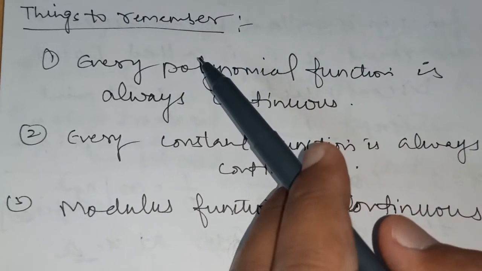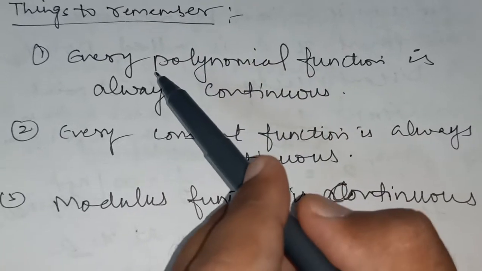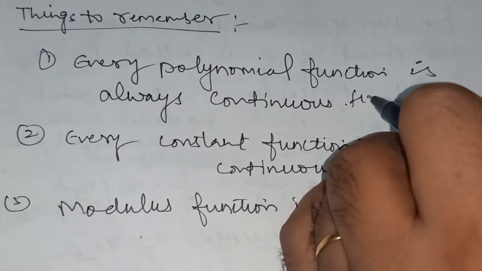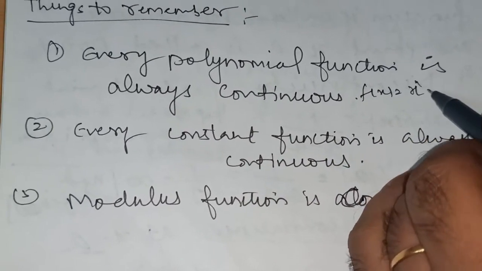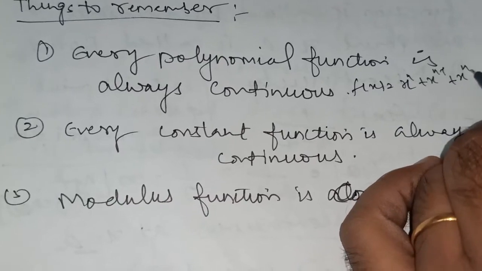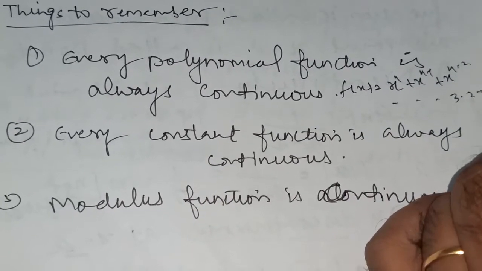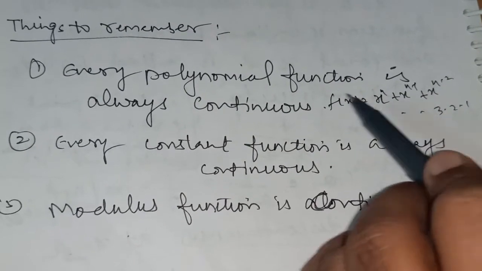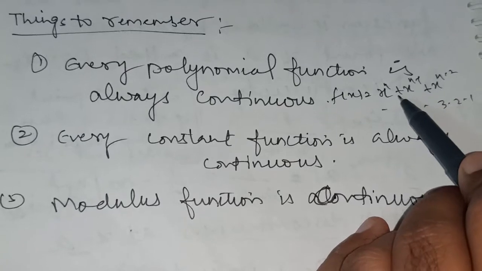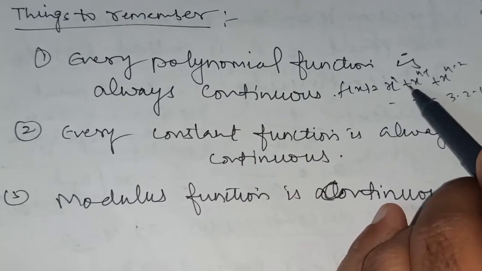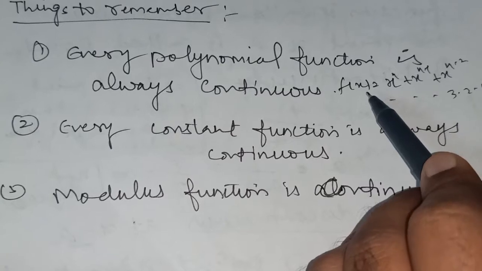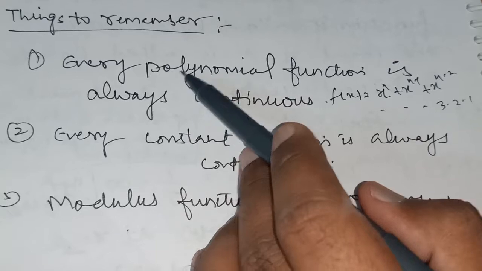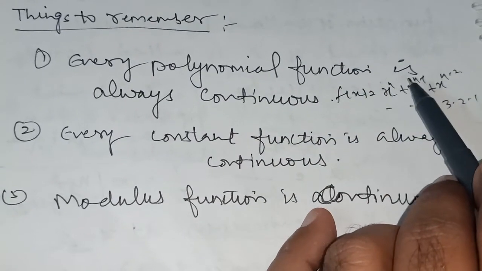The things which we have to remember, or you can say it's a short trick. Every polynomial function is always continuous. As we know, the polynomial is x raised to n, x raised to n minus 1, x raised to n minus 2, up to some 3 to 1. That means to say, the polynomial function is always continuous, because you can see at any value of x, this function is always defined. The polynomial function is always defined for every real value of x. Therefore, we can say every polynomial function is continuous for all real values of x.